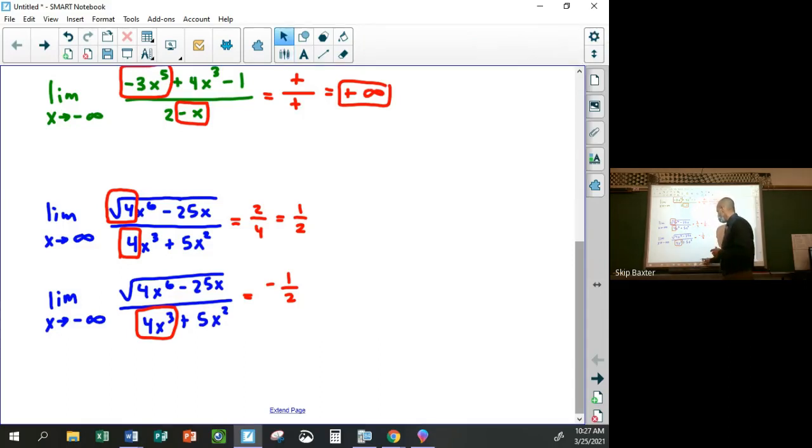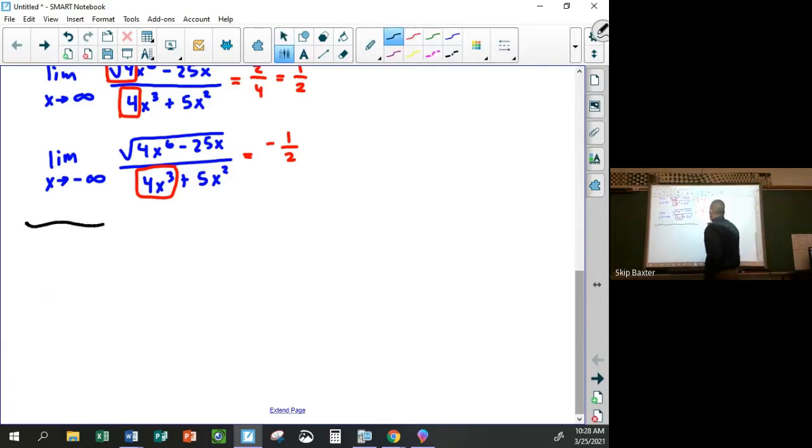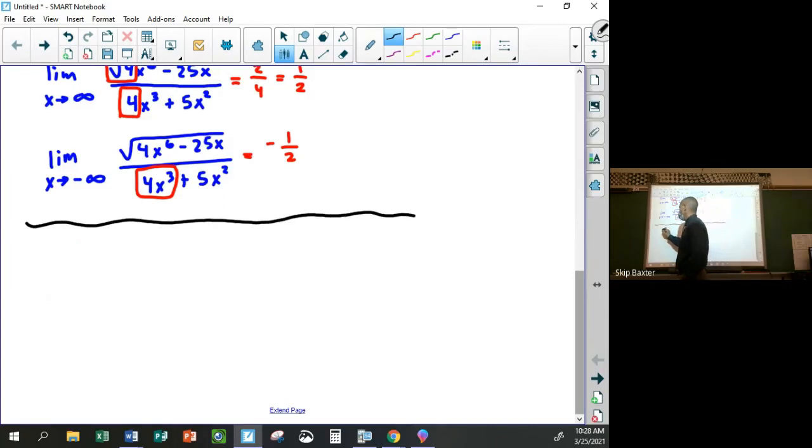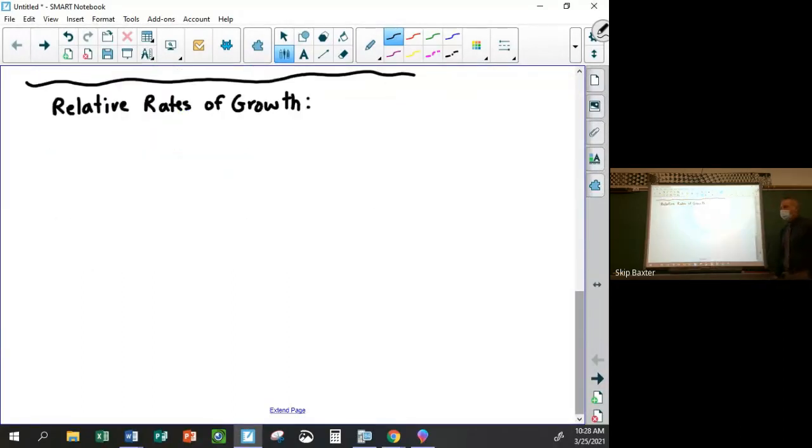Okay. So then the next thing I want to talk about is, what if you have a rational function where you have other types of functions in there, like exponentials or logarithms or something weird, right? So it's kind of the same concept still. I just want to talk about relative rates of growth. Okay, relative rates of growth. So the order of things is exponential growth is like the fastest.